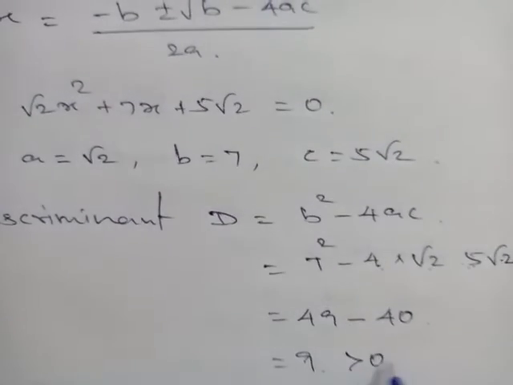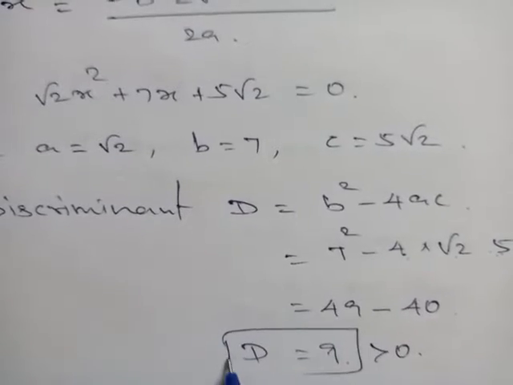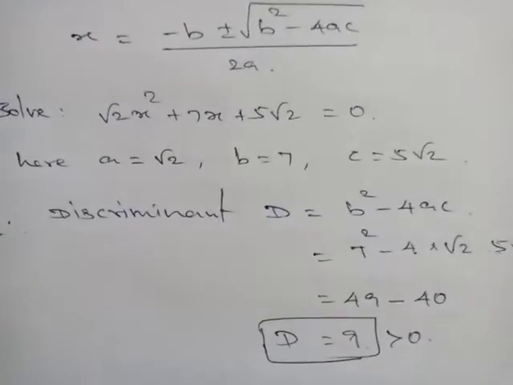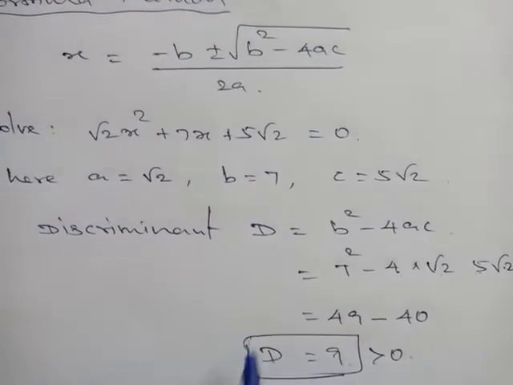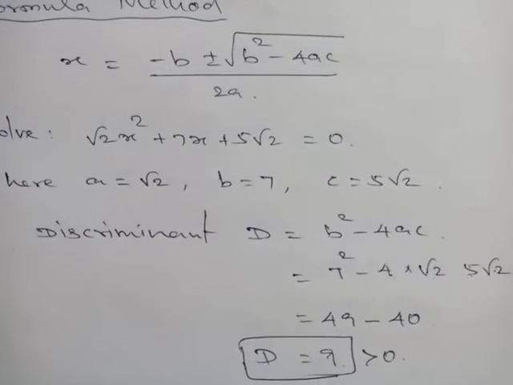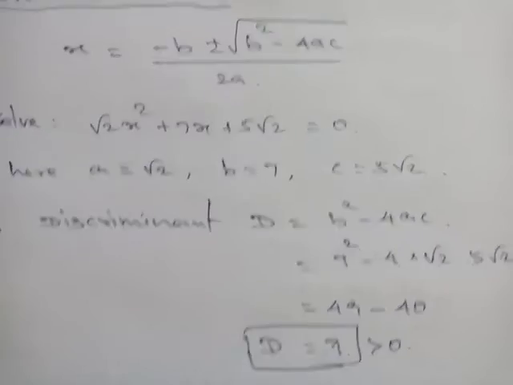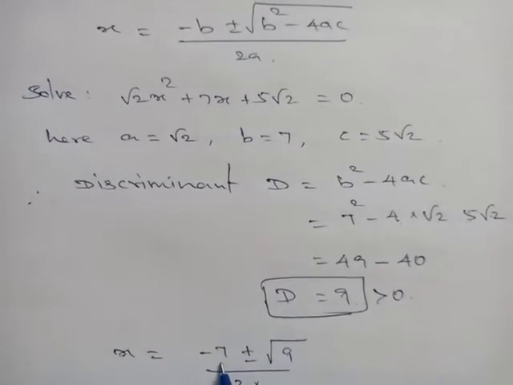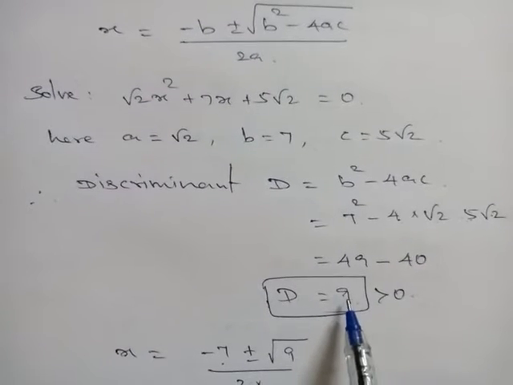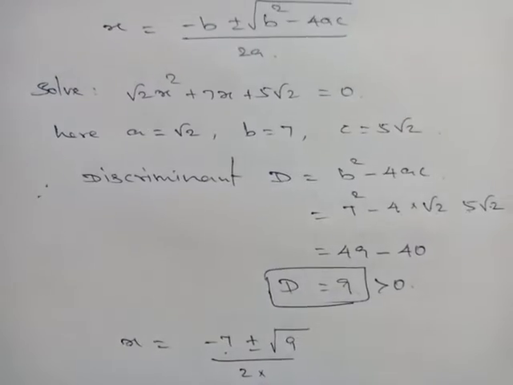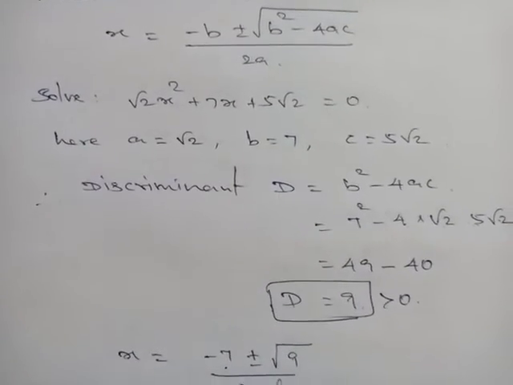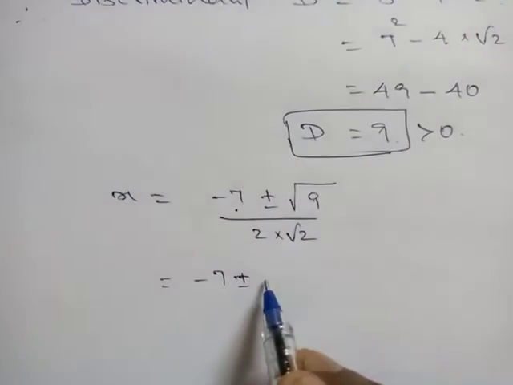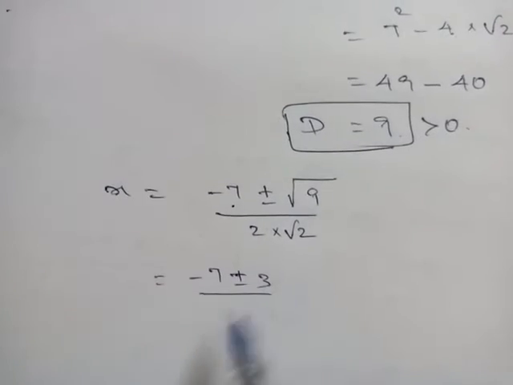So this is 9. Actually this is greater than 0, right? So this D value is 9, which is greater than 0, and also it is a perfect square, right? So therefore we can apply here x is equal to minus b. The b value is 7, so minus 7 plus or minus square root of 9, the whole divided by 2a. So 2 into what is the a value? Root 2. That's all. So minus 7 plus or minus, what is the root of 9? 3. That's why plus or minus 3. It may be plus 3 or minus 3, divided by 2 root 2.